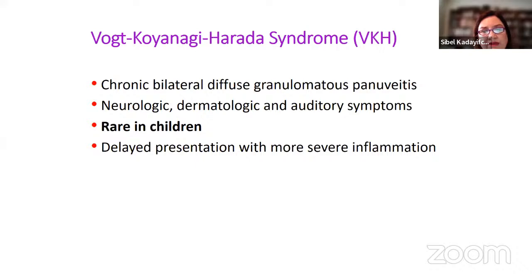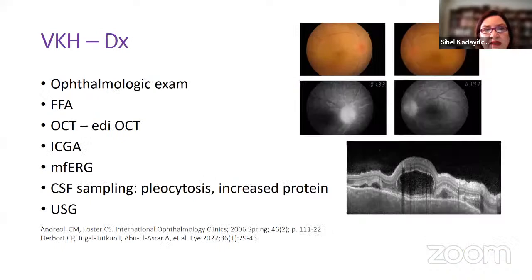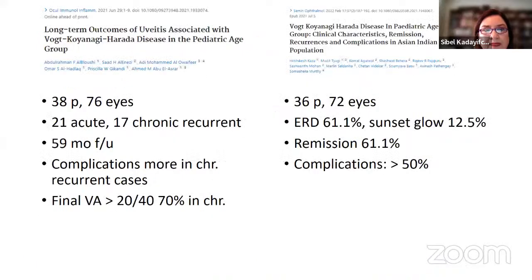Vogt-Koyanagi-Harada syndrome is rare in children, but we may again have prodromal, uveitic, convalescent, or chronic recurrent phases. They may come in these stages. We do the diagnosis with exam, fluorescein angiography, OCT, especially EDI-OCT, and ICGA help us a lot. Diagnostic criteria were published 20 years ago, and last year the early stage and late stage classification criteria were published. Long-term findings are summarized in two recent publications.